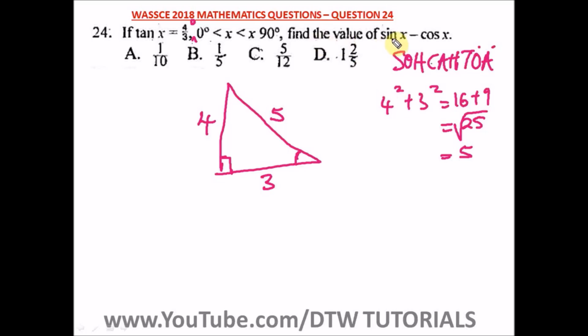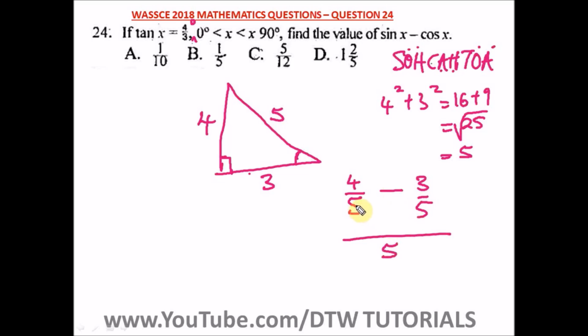So the question says find the value of sine X. What is sine? Sine is opposite over hypotenuse. Our opposite is 4, our hypotenuse now is 5. Then minus cos X. Cos X will be adjacent over hypotenuse. Your adjacent is 3 and your hypotenuse is 5. Okay, so let us subtract this.